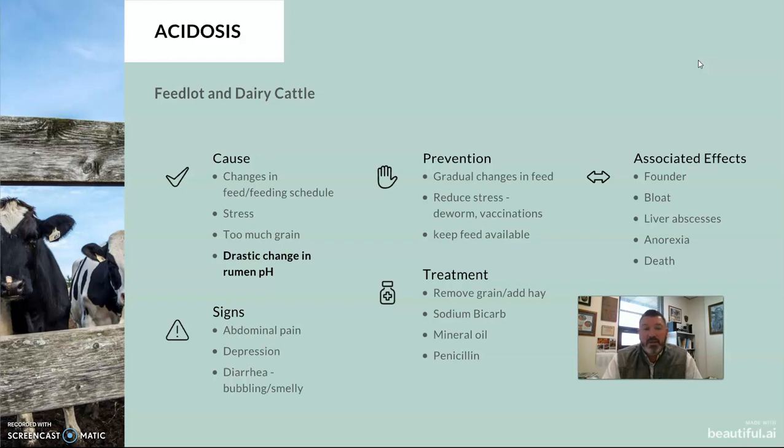So how do you prevent it? Gradual changes in feed, and reduce stress by any way that you can. Keep feed available all the time so they don't slug feed and eat a whole bunch at a time. Sodium bicarbonate, mineral oil, and penicillin are all great treatment options. And acidosis is oftentimes associated with a lot of other things, maybe bloat, liver abscesses, founder, which would be feet problems, and a number of other things.